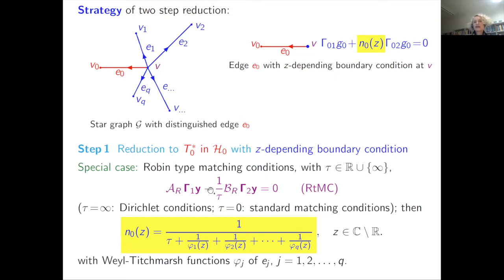But of course, here the A_R and the B_R have a lot of zeros, so they give very nice results. So it's 1 over tau plus the same sum that we saw already in the first part of the talk. So the sum over all 1 over phi j over all the blue edges, right? So here we sum only from 1 to q, only the blue edges.